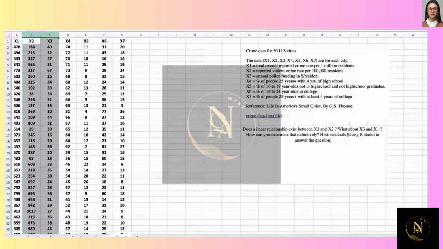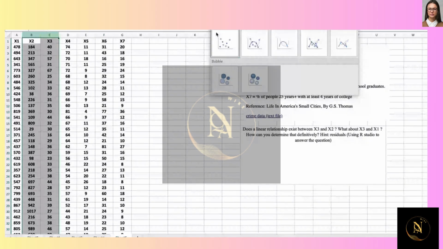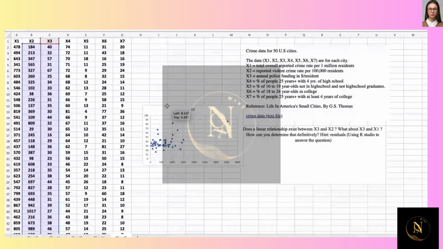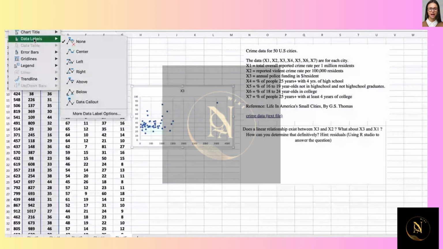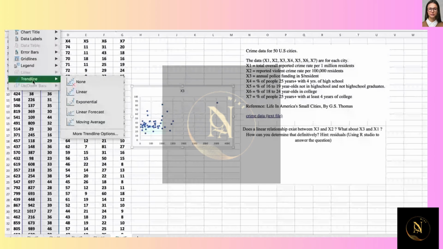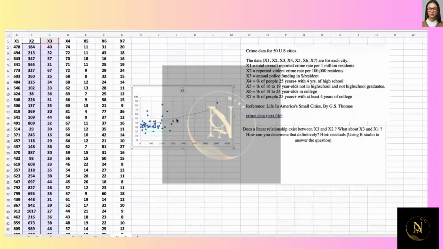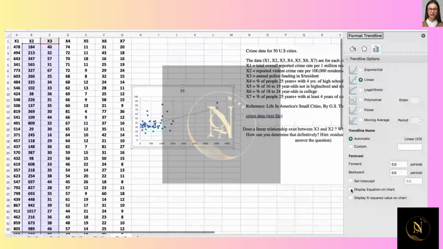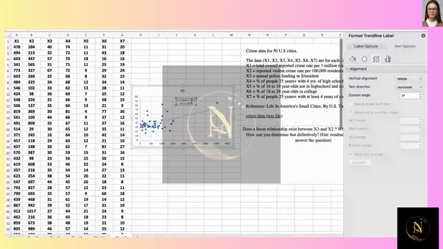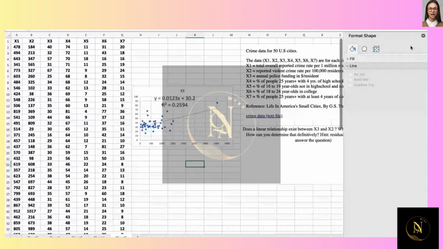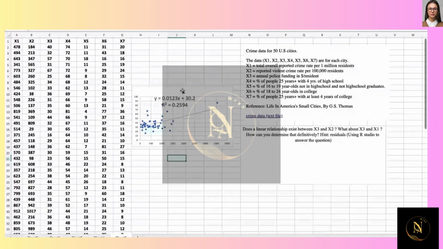So I'm going to highlight both of these and insert a scatter plot. And if I add in a trend line, I would say that no, it's definitely a weak positive relationship between the two. I'm just going to highlight this and make it bigger so that way you can see the data. So I would say no, a linear relationship does not exist between the data.